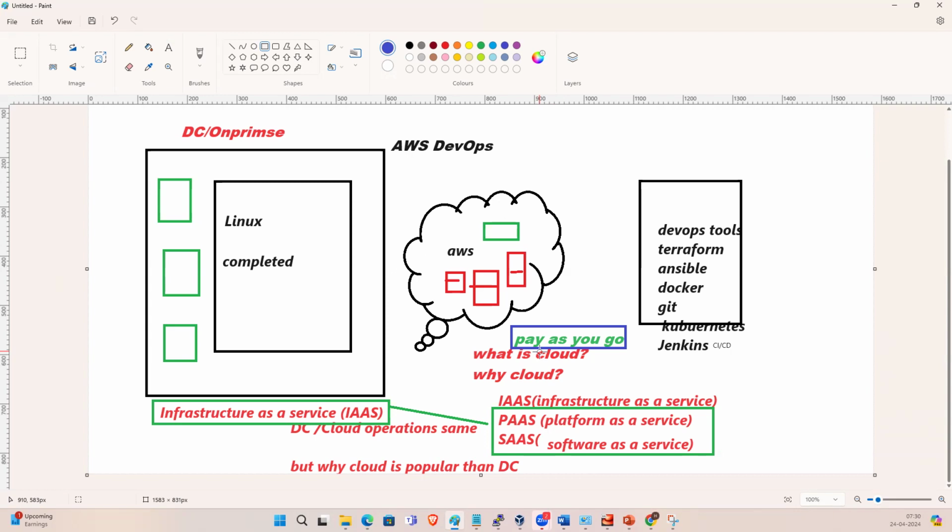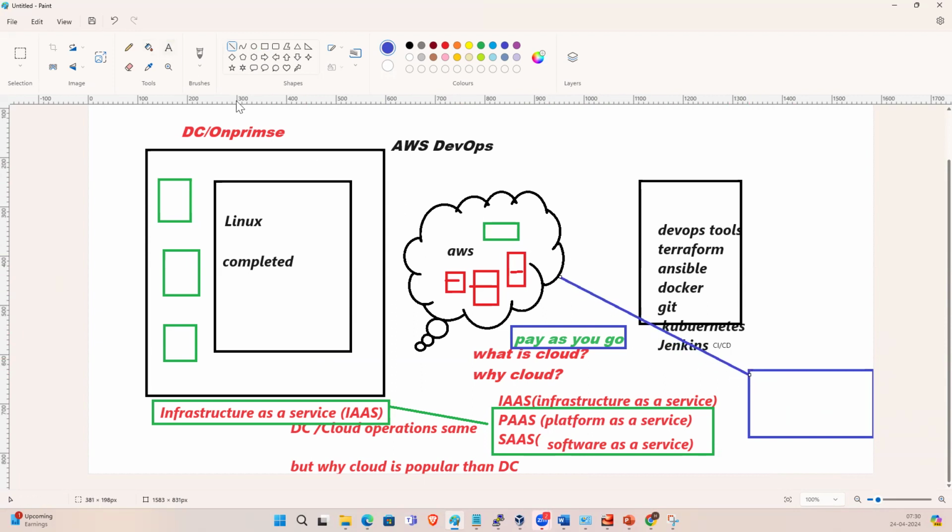So what are the advantages? Pay as you go, and PaaS, SaaS. And the other advantage is that AWS, any cloud, can also be linked to the data center.